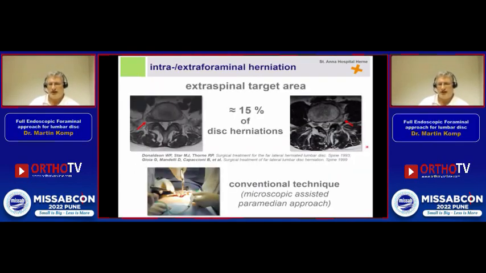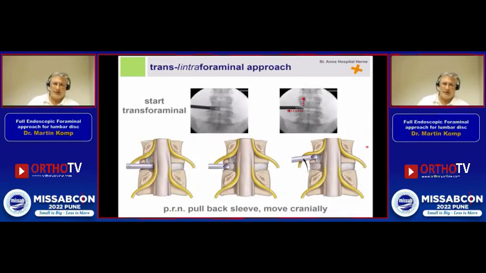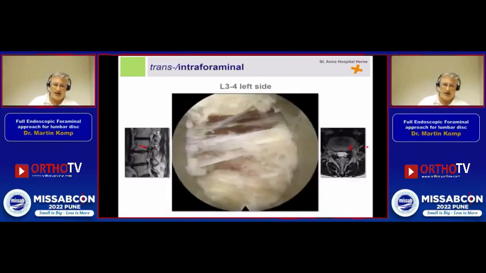About 50% of the herniations are located in the intra or extraforaminal area. And for a conventional operation, you do a paramedian approach. When you do this full endoscopically, you have two possibilities. When there's no limitation for a transforaminal approach, you can start transforaminally. That means passing the structures blindly, and then insert the endoscope, pull back the sleeve, and move the sleeve towards cranium, rotate the endoscope towards cranium, and resect the herniation.